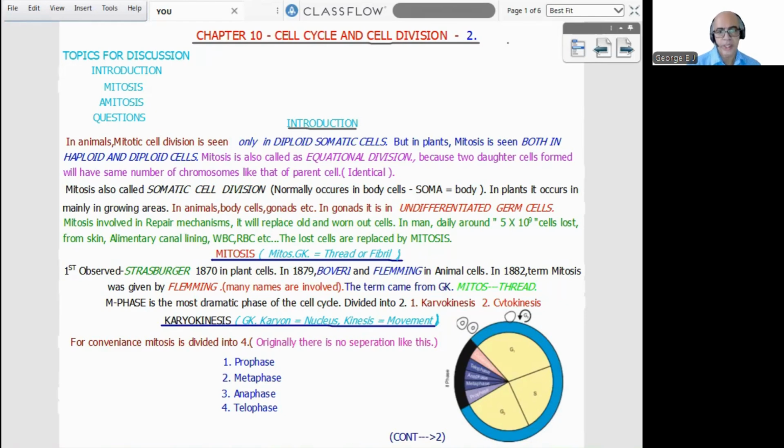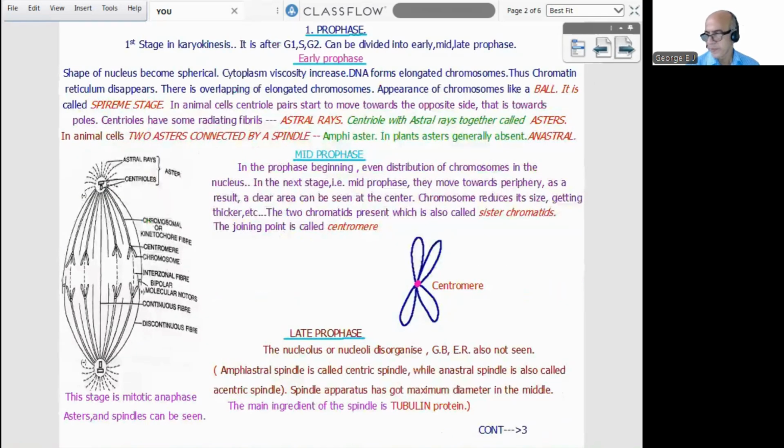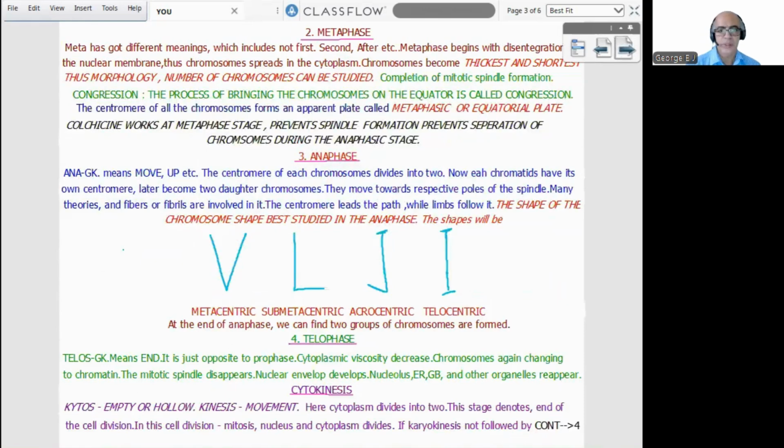Then the meaning of mitosis, the Greek meaning, the scientist who observed it in plant and animal cells, the dramatic phase, and two divisions: karyokinesis and cytokinesis. Karyokinesis has four stages. First we entered prophase, after G1 and G2: early prophase, mid prophase, late prophase. Then metaphase, the metaphasic plate, and the thickest and shortest chromosome morphology. Then colchicine, which prevents spindle fiber formation, a mitotic poison whose effect comes in metaphase. Then anaphase, separation, and the four shapes of the chromosome: metacentric, submetacentric, acrocentric, telocentric. Then telophase last, opposite to prophase, the antagonistic phases of the cell cycle.